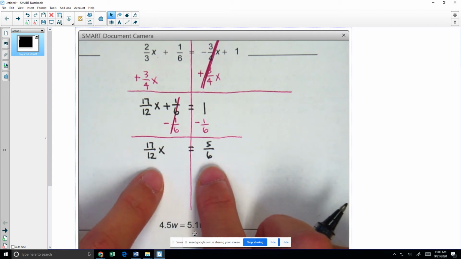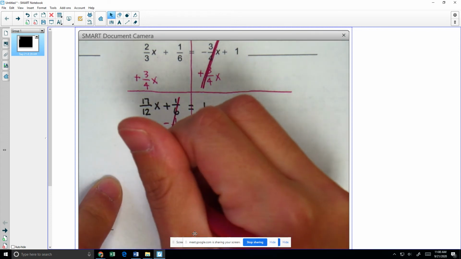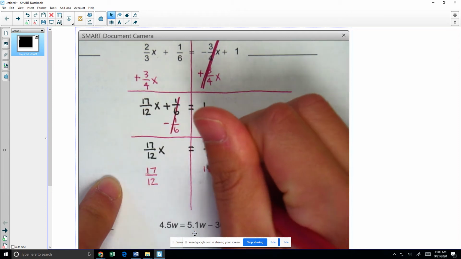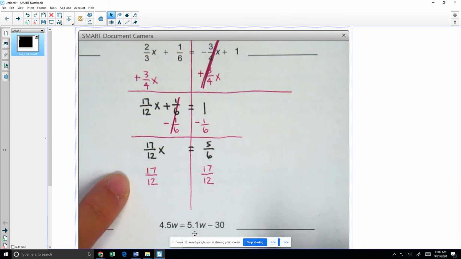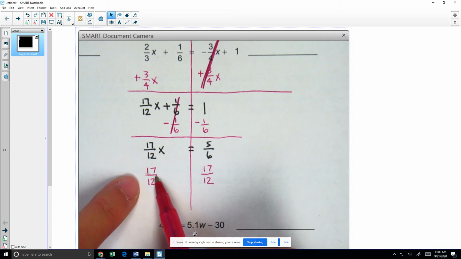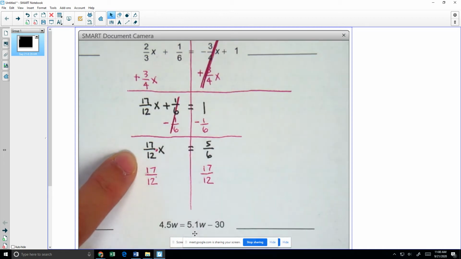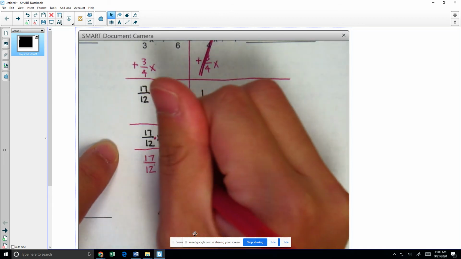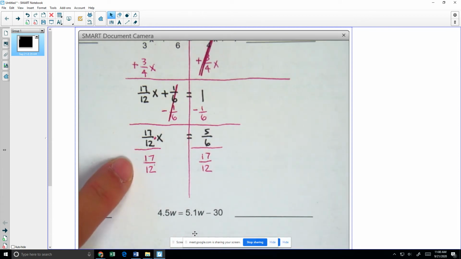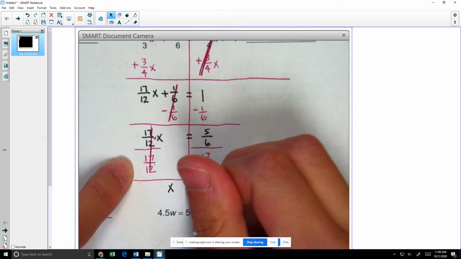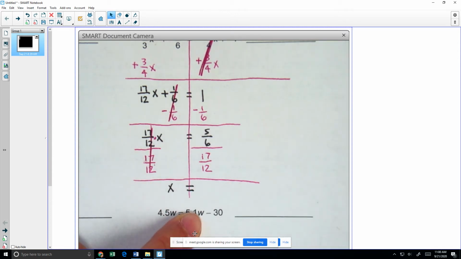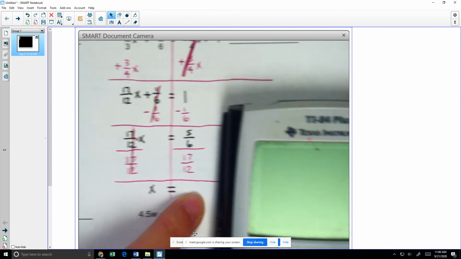Sophia, what fraction is still on the same side as x? So that's the one I'm dropping down. Savannah, do I add, subtract, multiply, or divide 17/12? Yes, because it's 17/12 times x. Opposite of times is divide. So I'm going to divide both sides by 17/12, and that's why that cancels out. So I have x equals 5/6 divided by 17/12.